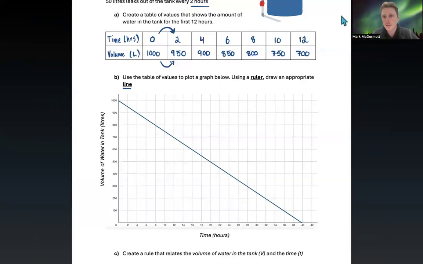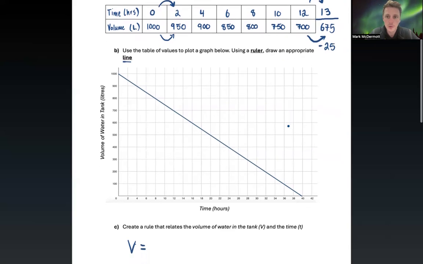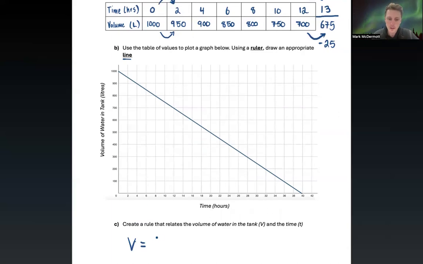So let me explain, and I'll do another example here. If we were to go to the 13th hour, well, if it goes down 50 liters in 2 hours, then it must go down 25 liters in 1 hour. So this next one here would be 675. So if our time increased by 1 hour, our volume would go down by 25 liters. Okay, so that's an important concept. So what we're actually going to say is it's going down by 25 liters every hour. So multiply that by the time.